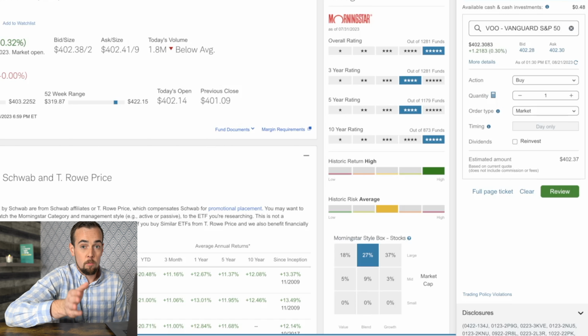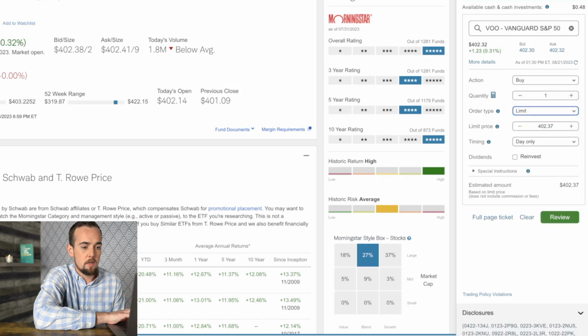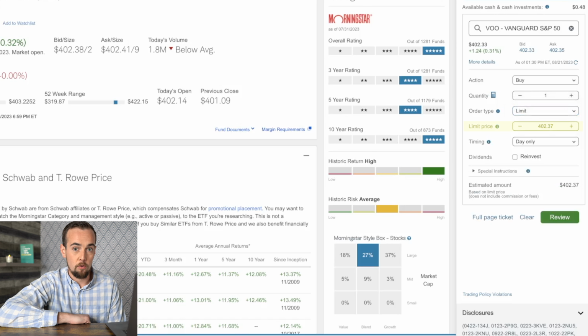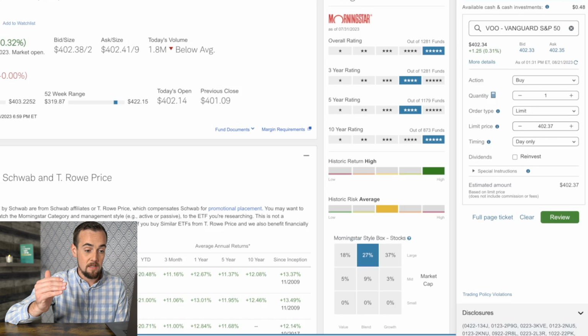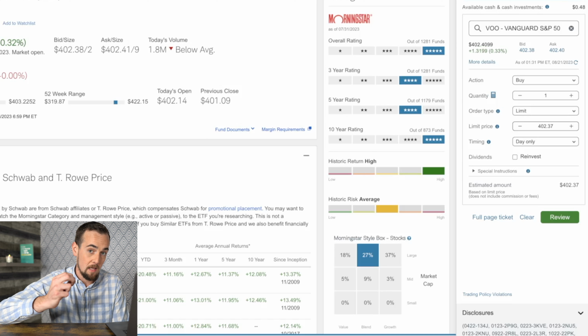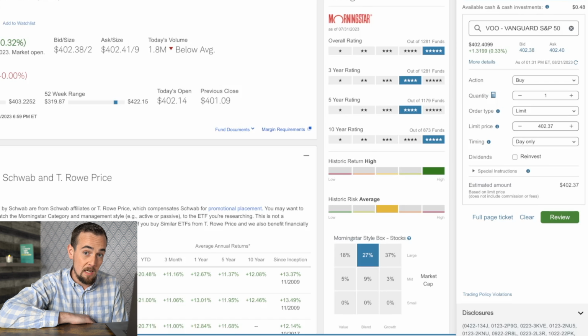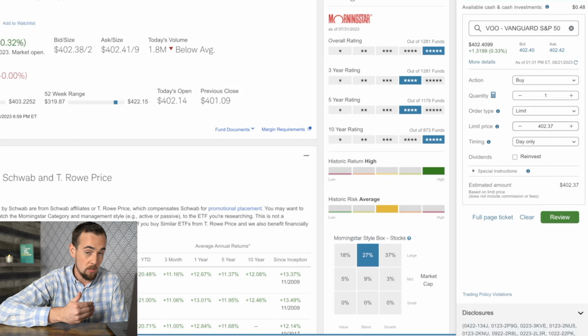That's the market order. But as far as the limit order goes, if we change that back over here, you can see we now have to set a limit price. And you can use this if you want your order to fill at a specific price. Right now it's set to 402.37, and that means that unless the price of VOO is 402.37 or better, the order will not execute. You can also do a limit sell order, and it will only sell at that price or better, not even a penny below it.